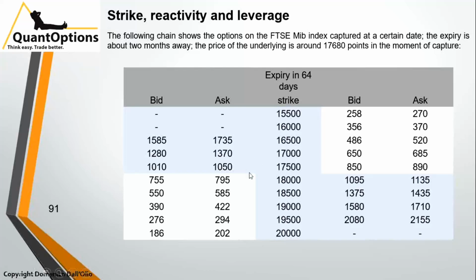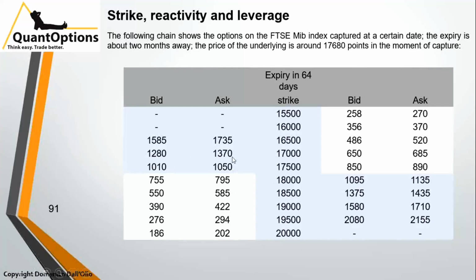Assume that you purchase this call and you can exercise it right away. You buy it, you exercise it, you get one FTSE index for 17,000 points. Then what? Then you sell it in the market for 17,680. It's an immediate advantage, an immediate gain of 680 points. So that is for sure the minimum value of that option.